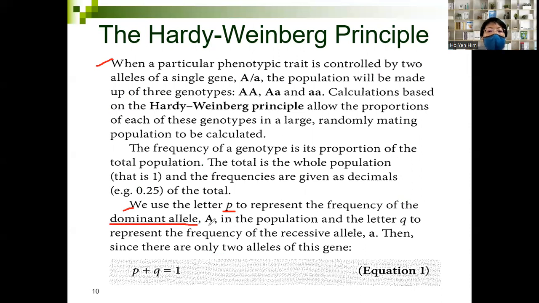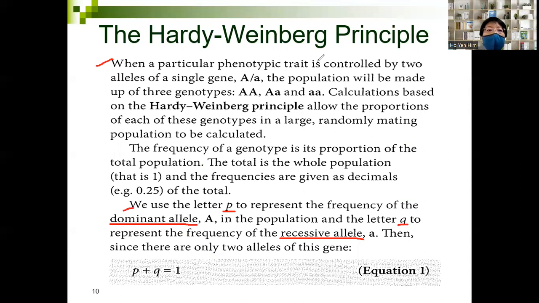Big A in the population, and we use the letter small q to represent the frequency of the recessive allele, small a. So therefore, since there are only two alleles of this gene, p plus q must equal 1, isn't it? The proportion of dominant allele plus the proportion of recessive allele added up must equal 1. So p plus q equals 1.